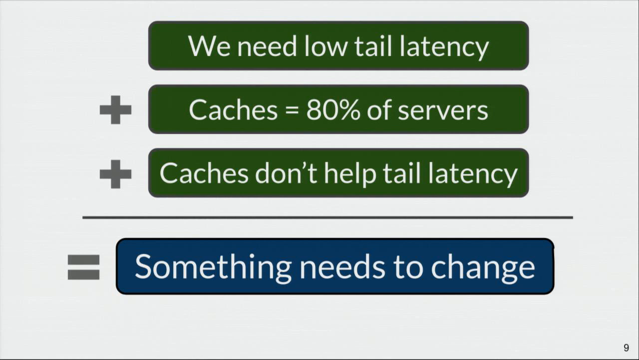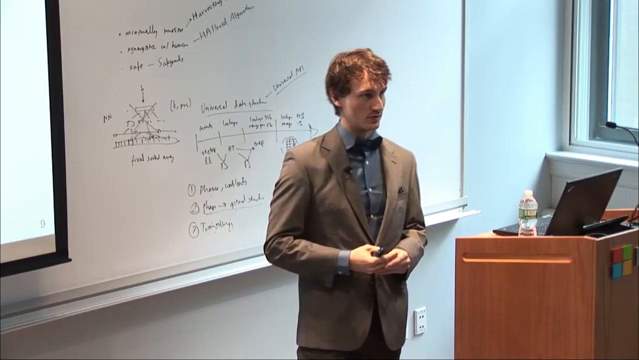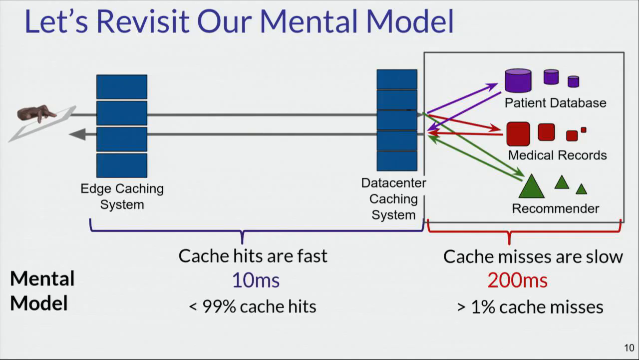Why don't caches help tail latency? Is that even true? The conclusion is, we just have to build caches in a different way. That's the conclusion from that. That's pretty obvious. So let's revisit our mental model that we just established here.